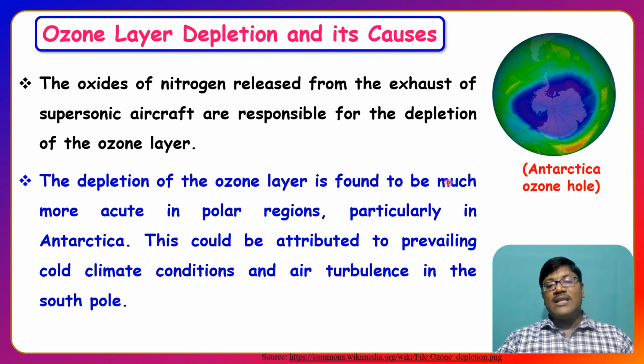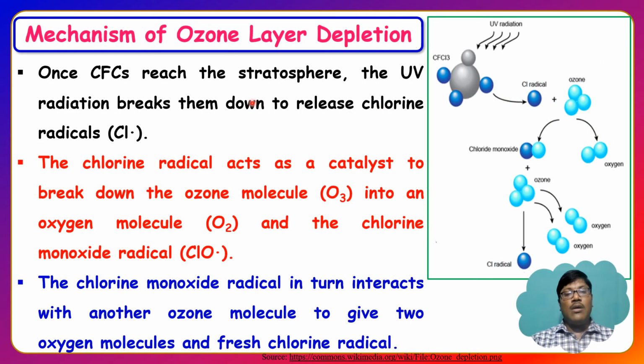Depletion of ozone layer is found to be more acute in the polar region, particularly in Antarctica. What is the reason behind the depletion of ozone layer in Antarctica? This could be attributed to the prevailing cold climate conditions and air turbulence in the South Pole. Anyhow, the depletion of ozone layer is not limited only to the Antarctica region. Let us understand the mechanism of ozone layer depletion.